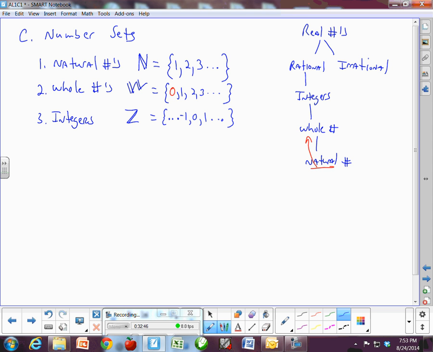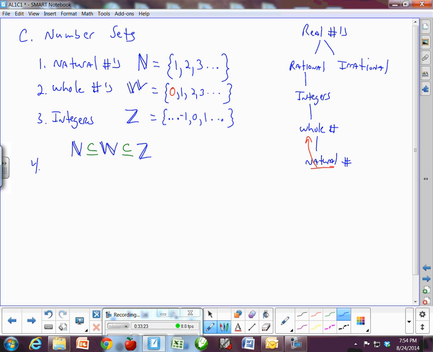So if we were thinking back to subset, here's what we can say. We can say the natural numbers are a subset of the whole numbers. But you know what? We could also say the whole numbers are a subset of the integers. So let me pause. Are all the natural numbers in the whole numbers? Yes. Are all the whole numbers in the integers? Yes. They're subsets. Okay.